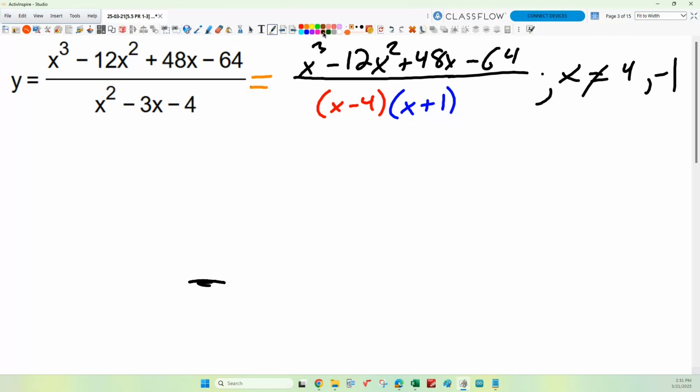But first things first, we want to know if either one of these is a factor of the top. So how do we check? Well, we're just going to run them through synthetically and see. Okay? So let's do that.